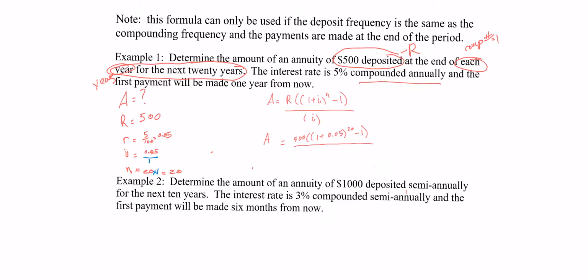This is important. If you don't put the end bracket, the numbers don't come out properly. Divided by i, which is 0.05 when we simplify it. Once we punch that into our calculator, we get the following answer: $16,532.98. And there is our final answer.